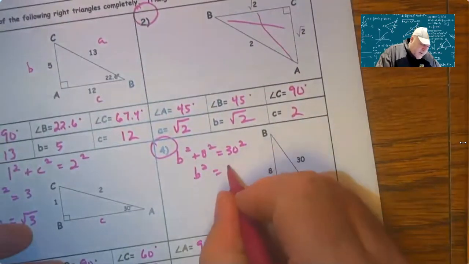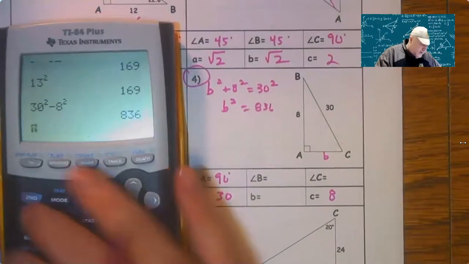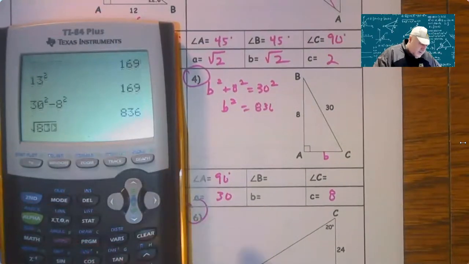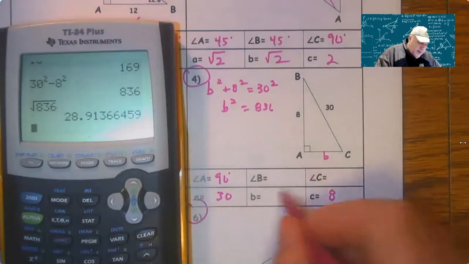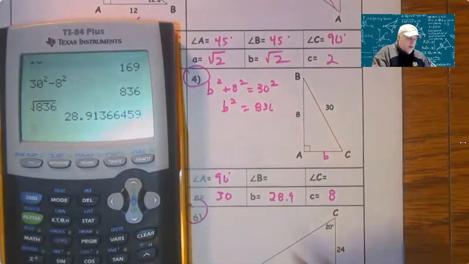So 836. Now, a lot of times these are not going to work out to be perfect. So you can just square root them. 28.9 is side B.